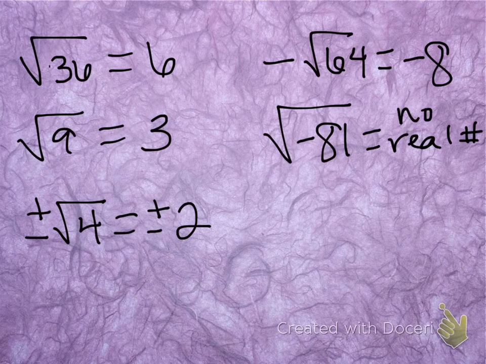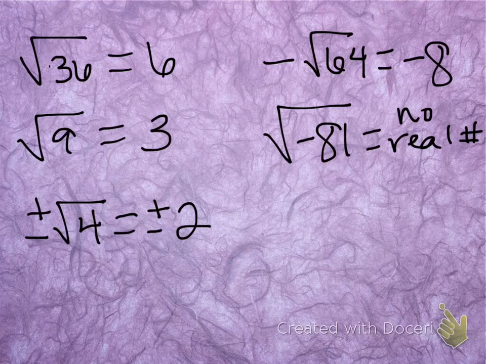Another example, down here on the left, is the plus or minus sign. It looks kind of funny, but all it means is both positive and negative. So both positive and negative square root of 4 equals, again, we just keep whatever the sign is out front: positive, negative 2. We just call that plus or minus 2.